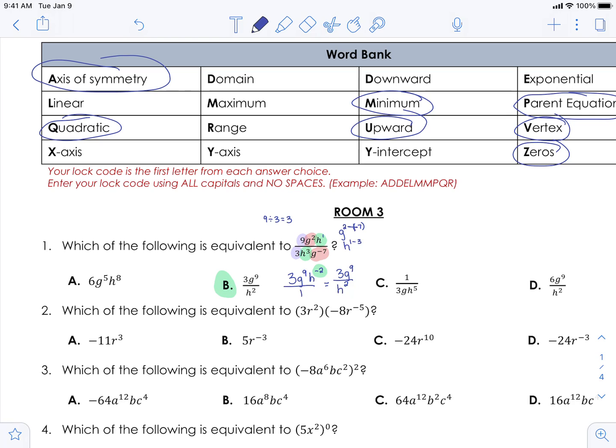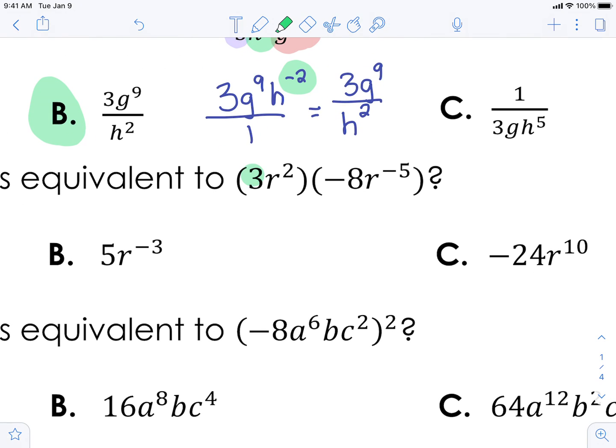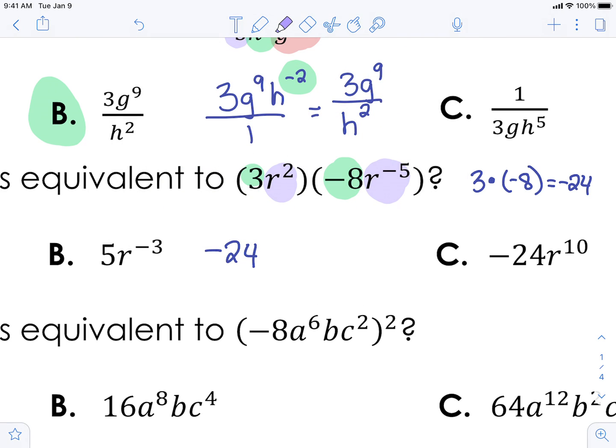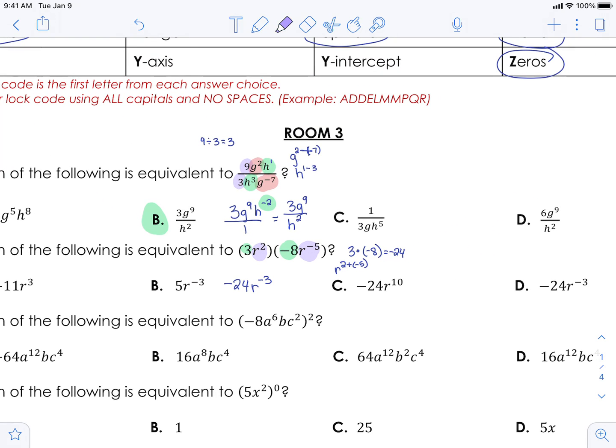Okay, looking at number 2, which of the following is equivalent to 3r squared times -8r to the 5th power? So again, we're going to take our coefficients, which are the numbers, and this time we're just going to multiply them. 3 times -8, and that gives me a -24. Okay. Then I take my variables and I'm going to add their exponents. So I have r to the 2 plus -5 power, which gives me r to the -3rd power. I look at my answer choices and it looks like that would be answer choice D.